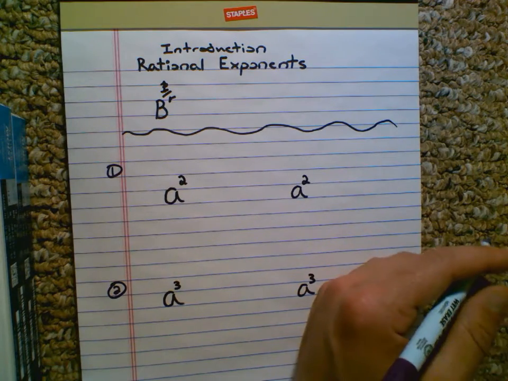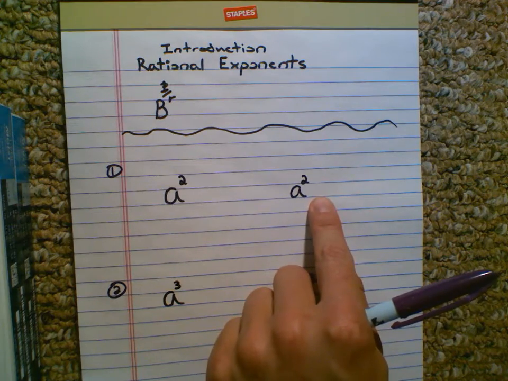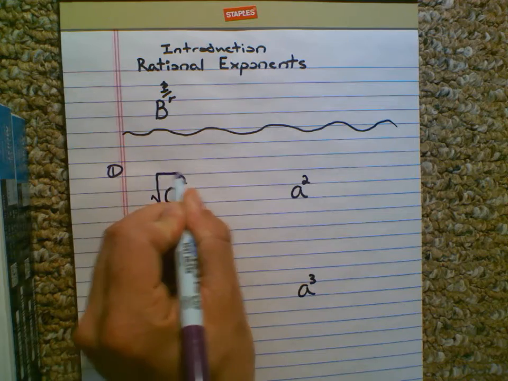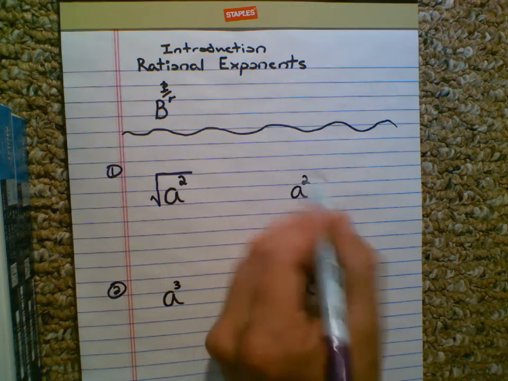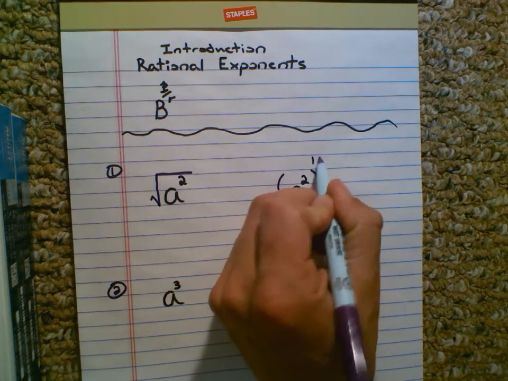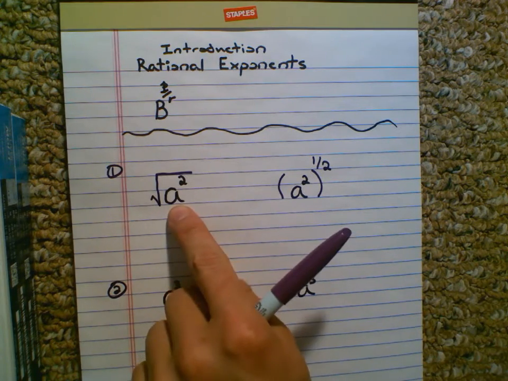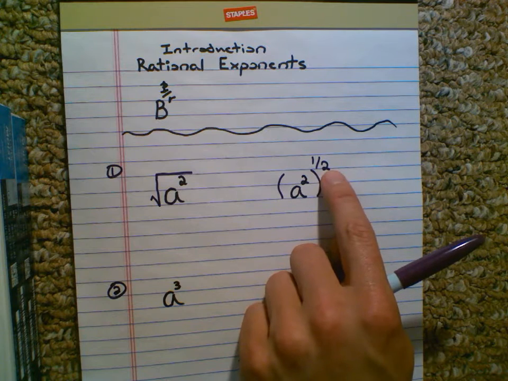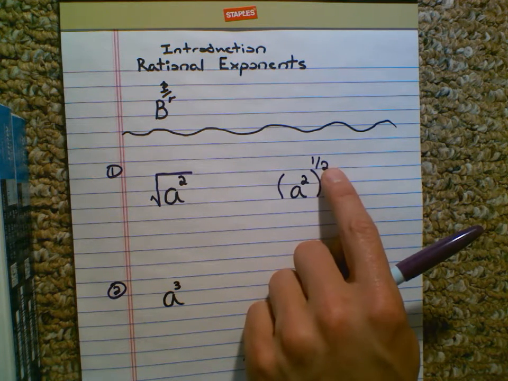is coming from. So here I have a squared written down twice. One of the a squareds, what I'm going to do is I'm going to take the square root of a squared, and in the other a squared, I'm going to raise the a squared to the 1/2 power. Okay, so in one of the examples, I'm going to take the square root of it. In the other example, I'm going to raise it to this rational exponent, this fractional exponent. Okay, this is a rational exponent.